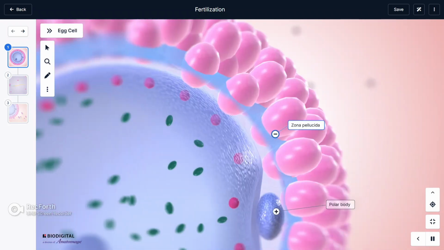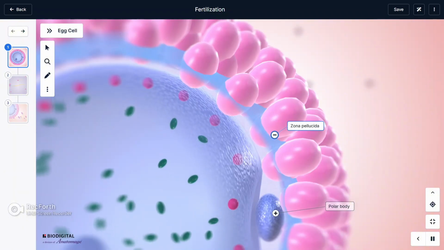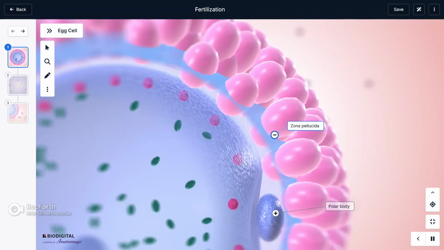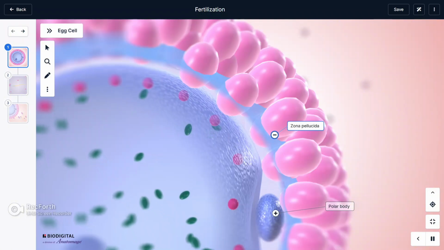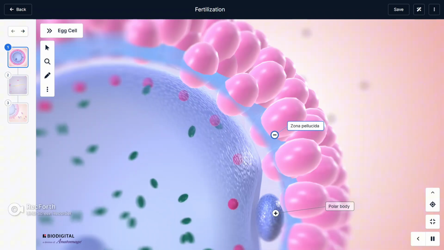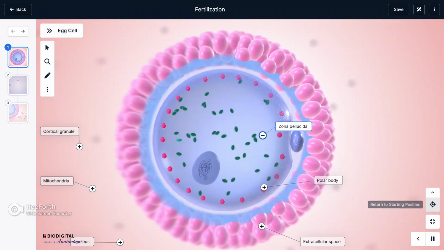And this right here is where the zona pellucida is located. It is a thick, transparent outer glycoprotein layer that surrounds the plasma membrane, and it acts as a species-specific barrier that only allows compatible sperm to bind and triggers the acrosome reaction in the sperm.